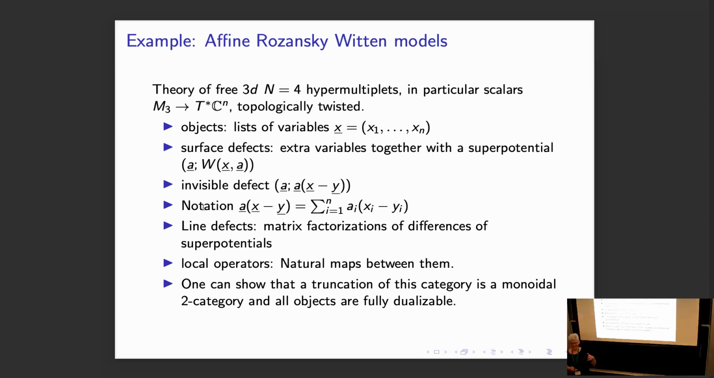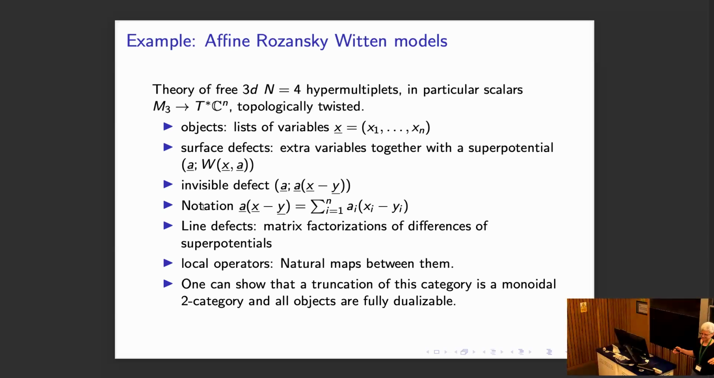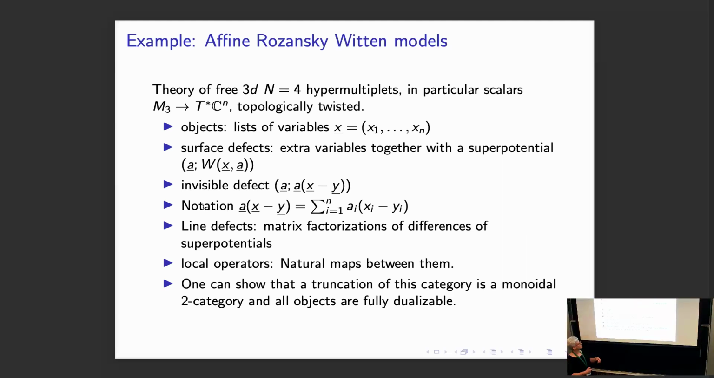So that's actually part of this bigger category that I was referring to, if you just impose that the bulk fields are transformed in the trivial representation. And then, yes, instead of a category of matrix factorizations, one looks at an equivariant version of it.